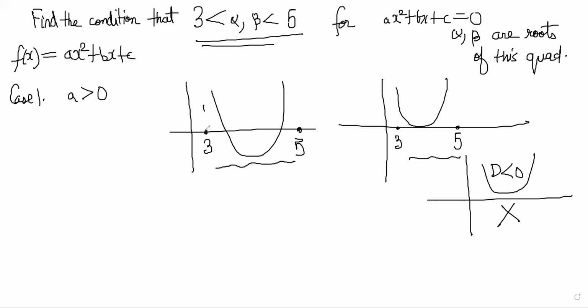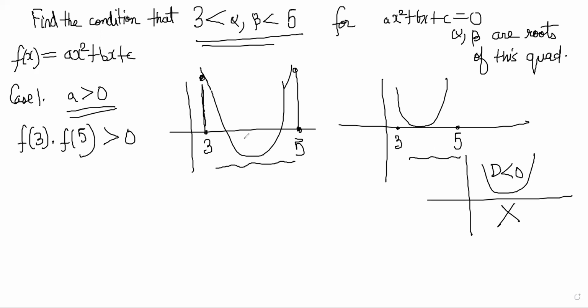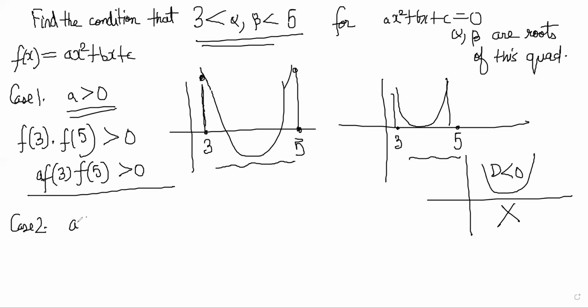Now notice that f of 3 is positive here, right? F of 3 is positive, f of 5 is also positive. So you can say f of 3 multiplied by f of 5 is greater than 0. Also, a is greater than 0 in this case. So you can say actually a into f of 3 into f of 5 is greater than 0 for case number 1. And case number 2 will be when a is less than 0.